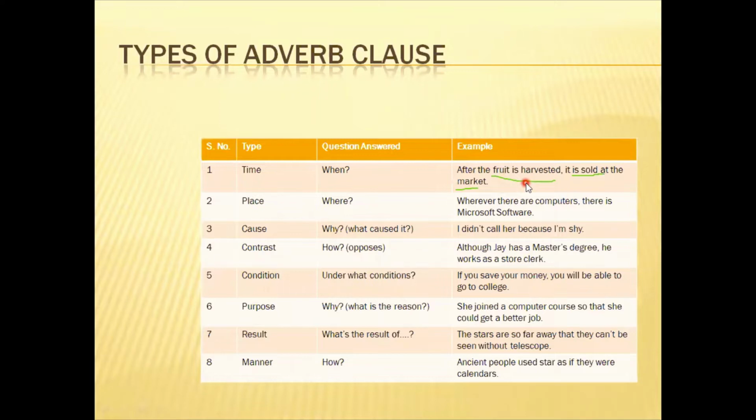So the same sentence, after the fruit is harvested, it is sold at the market, you can write in a different way also. The fruit is sold at the market before it is harvested. Clear? Here I am using after, here I am using before. The same sentence in a different way. That means the fruit is sold at the market before the fruit is harvested. The same way I am writing when using after and before.